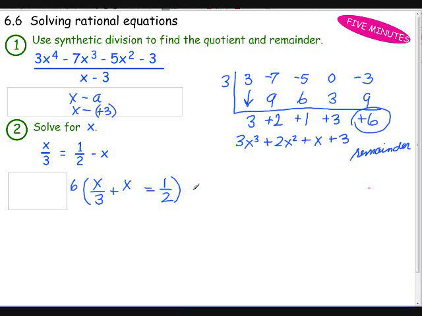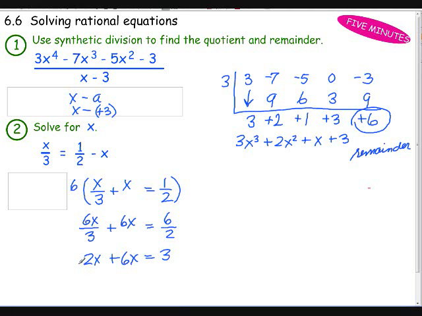6. If I multiply this all by 6, I get 6x over 3 plus 6x over 1, but I won't bother writing that, plus 6 over 2. And this will simplify to 2x plus 6x equals 3. It's getting easier, isn't it?